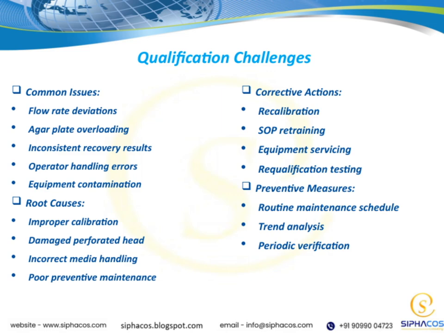Understanding the root causes is crucial. Improper calibration can lead to measurement inaccuracies. A damaged perforated head may disrupt flow or sample distribution. Incorrect media handling can affect growth conditions, and poor preventive maintenance can allow small issues to escalate into bigger problems. By addressing these root causes with targeted corrective and preventive actions, we can improve our overall process reliability and ensure consistent, high-quality results.